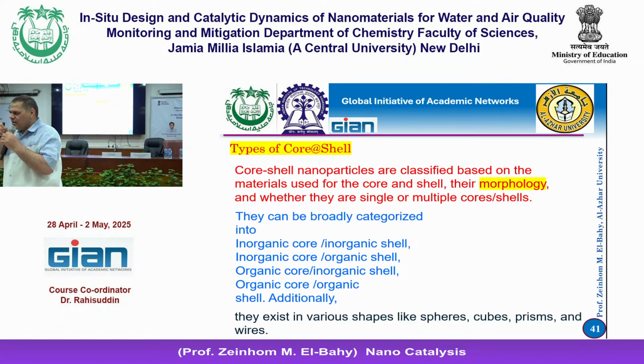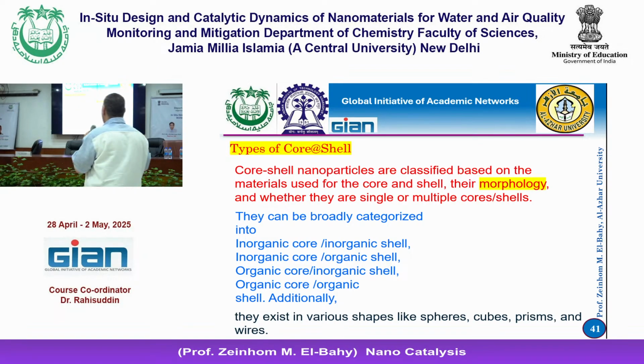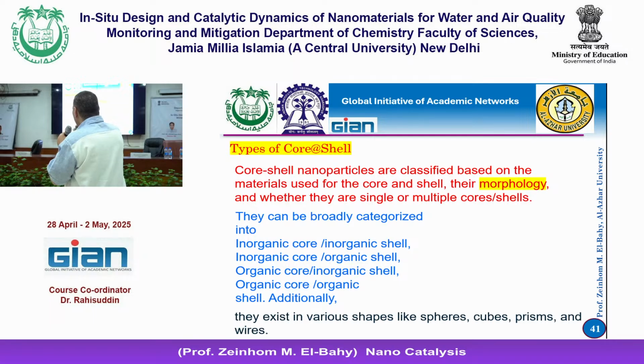You can use the same material as a core or as a shell in different cases or different reactions. An inorganic core with an organic shell, maybe magnetite with polymer, for example, and the polymer may be prepared as a normal polymer or a porous polymer. Organic core with inorganic shell: the same polymer we were using now as the organic core, and an inorganic shell like silica. Organic core with organic shell: both are organic.